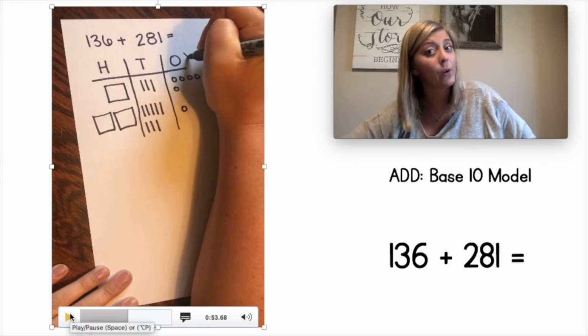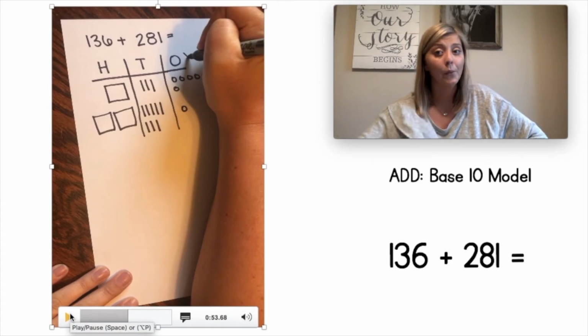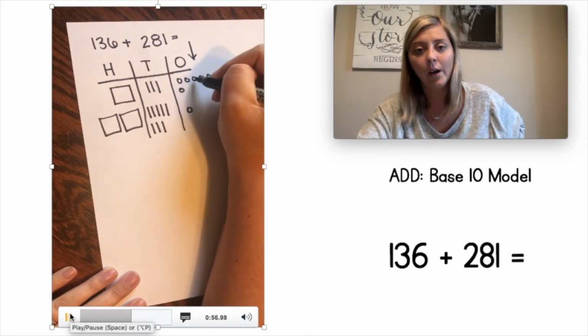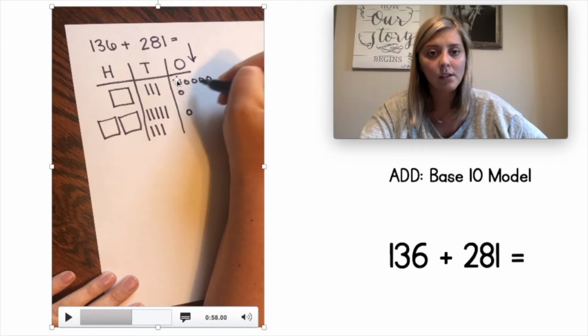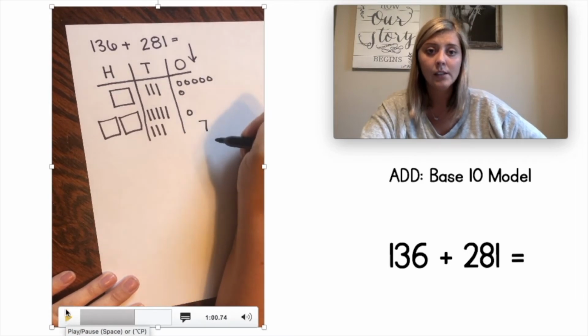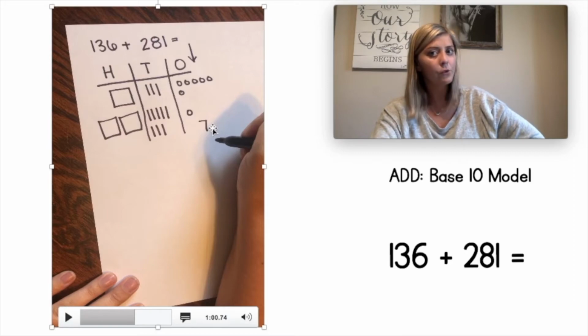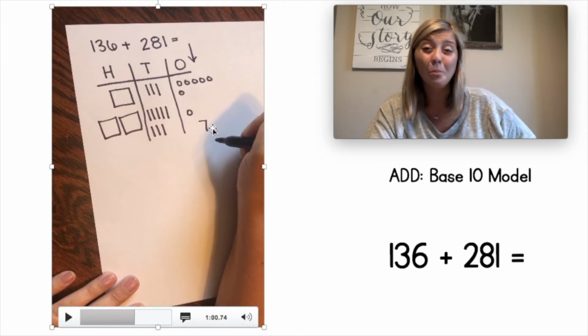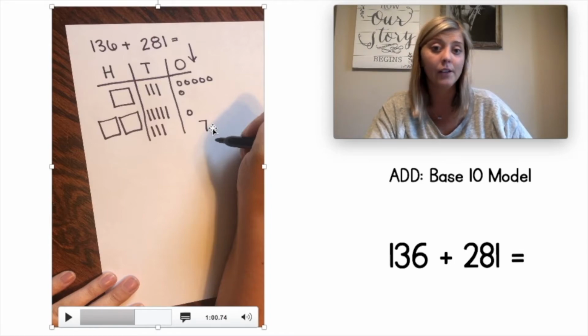So where am I going to start? At the ones place. Always, always, always. So starting at that ones, I'll count my ones. 1, 2, 3, 4, 5, 6, 7. 6 ones plus 1 one equals 7. Did I have to regroup there? I didn't, because there weren't too many. There were 9 or less, so I didn't have to regroup.